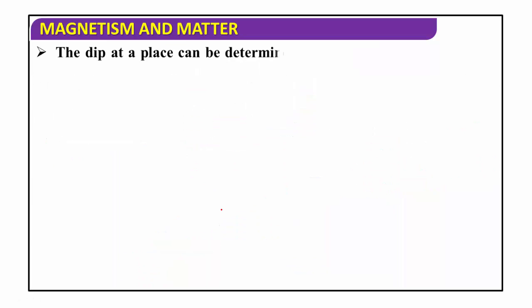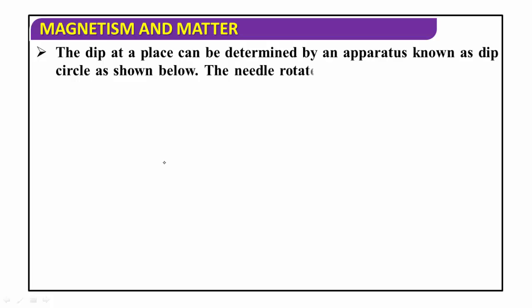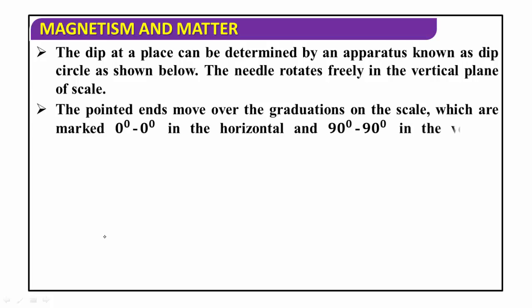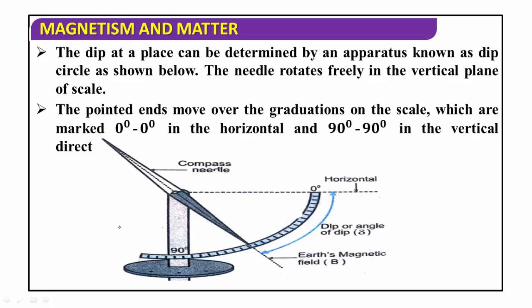The next concept is that the dip at a place can be determined by an apparatus known as the dip circle. The needle rotates freely in a vertical plane over its scale. Its pointed ends move over the graduations on the scale, which are marked 0 degrees to 0 degrees in the horizontal and 90 to 90 degrees in the vertical direction. Using this apparatus, the dip circle, the magnetic dip or inclination and the magnetic declination are measured with the magnetic compass needle.